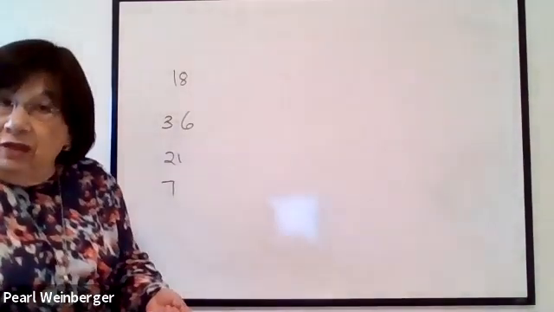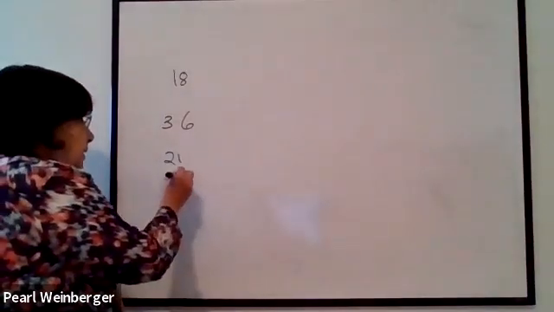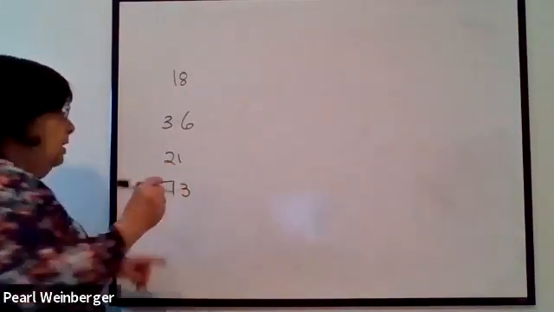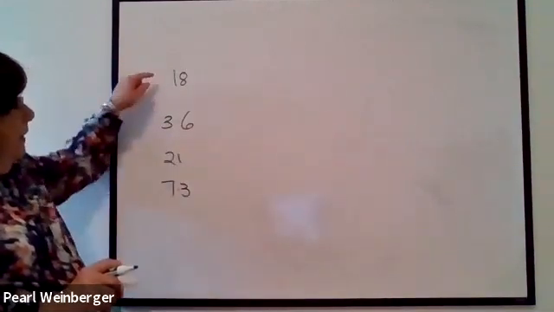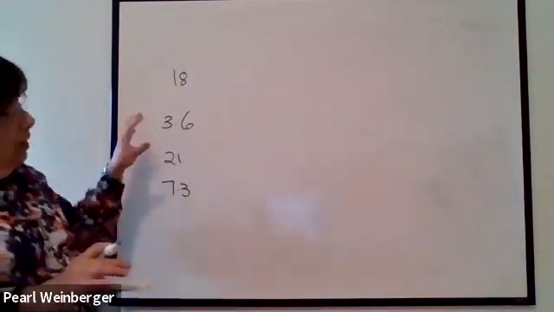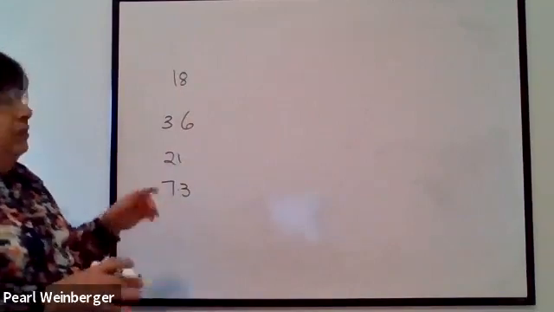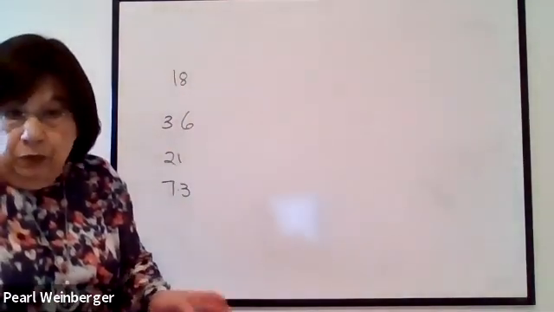Well, how do I find the other factor? Once I know one factor, I can figure out the other factor by dividing the 21 by the 7, and that gives me the 3. In other words, 21 has 2 factors, 7 and 3. 18 has 2 factors, 3 and 6. Actually, you could go further on 18, but not on this one. If something doesn't have any factors, we say it's a prime number.